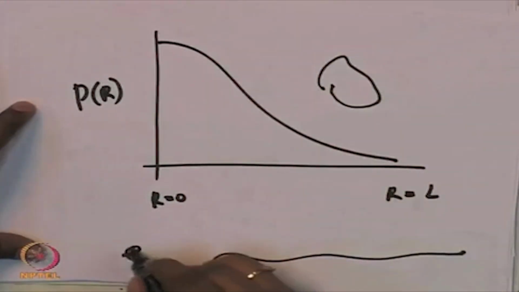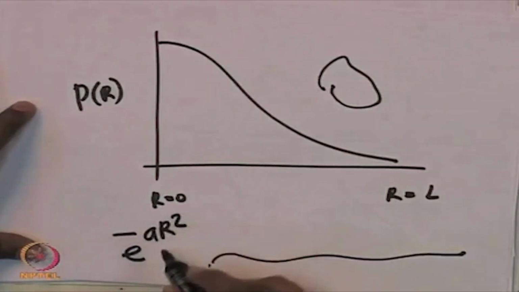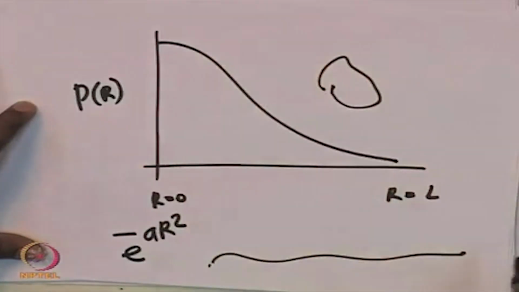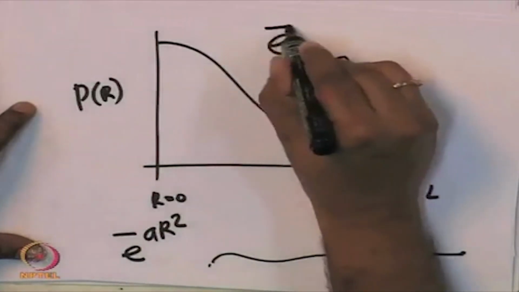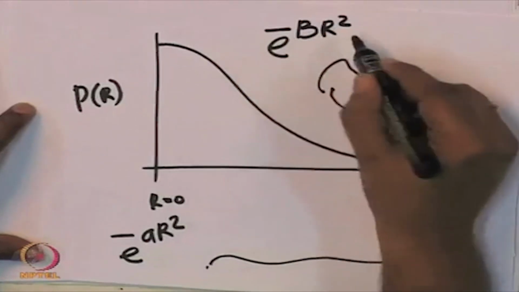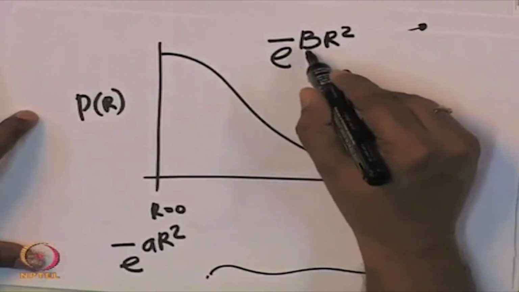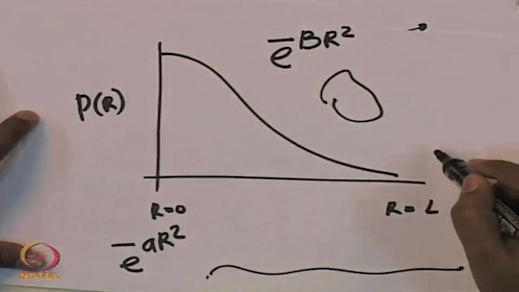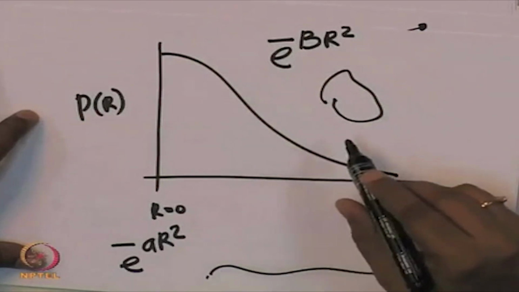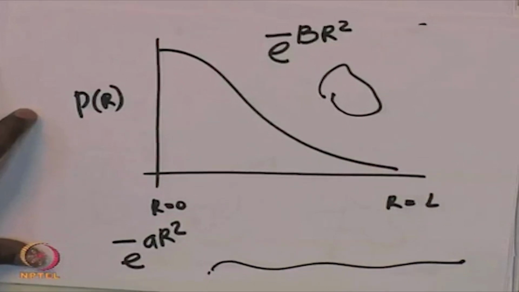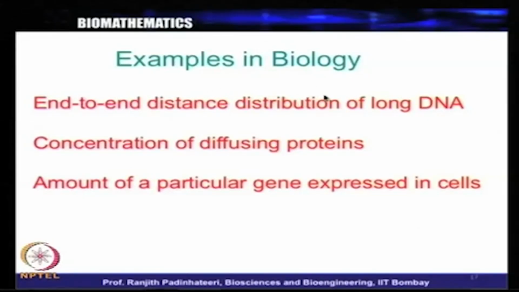That is, if you plot e power minus a r square between r equal to 0 and L, this will look like this. So, if you plot this function e power some constant, we define this as b r square, for some value of b between 0 and L, this will look like this. So, this is the end to end distribution of a long DNA. Let's look at the slide here. This is the first example, end to end distribution of long DNA.